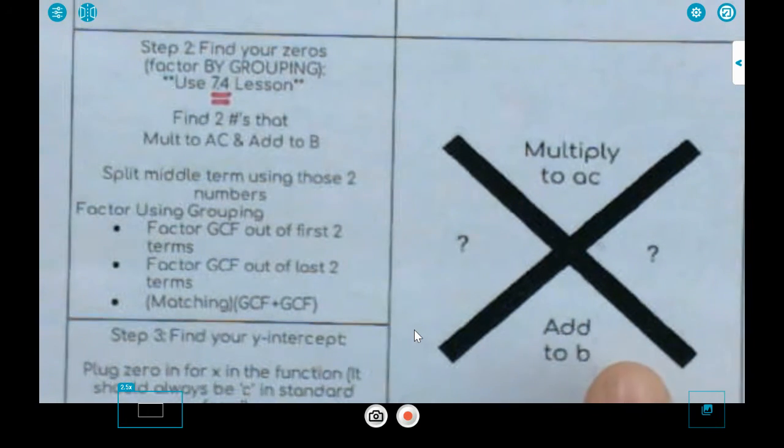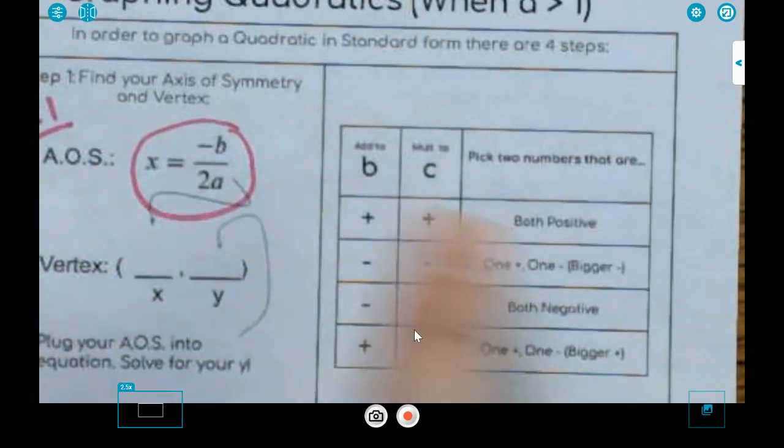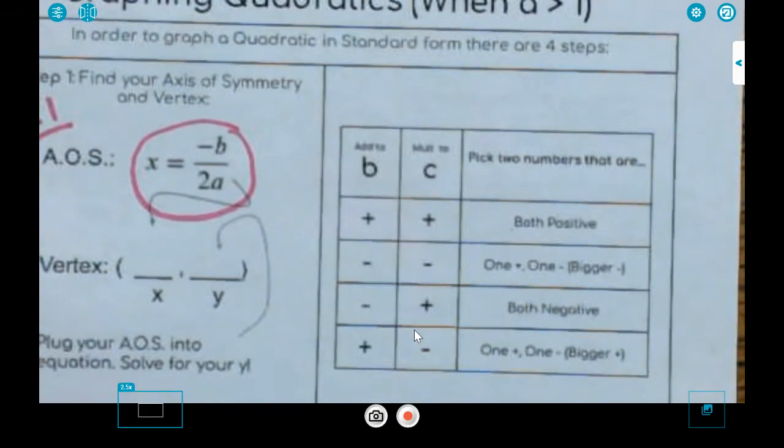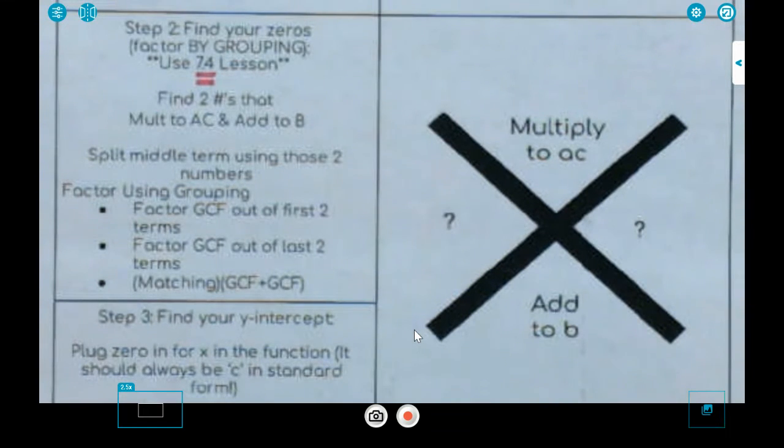So we've got the X here, we've got our steps here, and we've got this table up here that tells us whether we're going to use positives or negatives. Any questions? Okay, so pay attention and ask questions as we go. All right, flip this back over. We are going to factor.